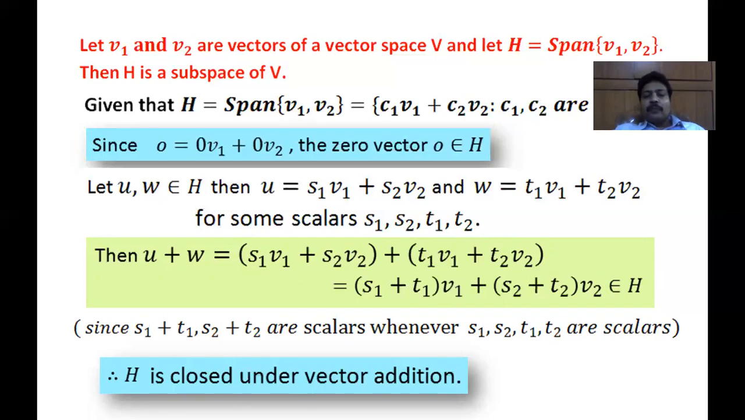Therefore, H is closed under vector addition. I have taken two elements in H. I got U plus W is in H. I got the sum of those two vectors is in H. So H is closed under vector addition.